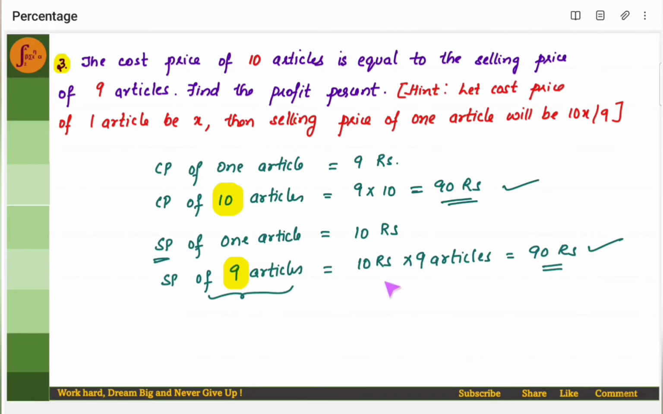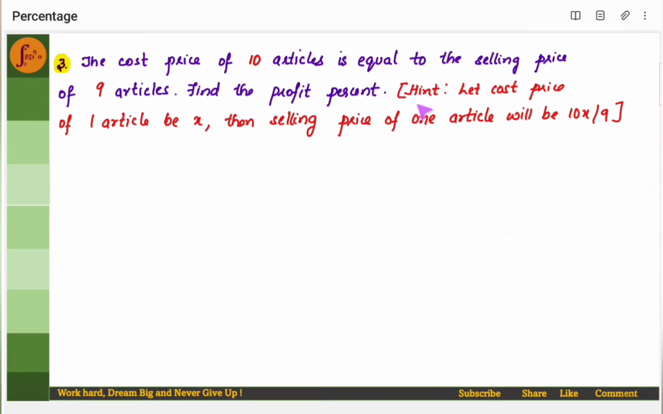Now we took an example and explained this particular problem statement. But we will have to work it out mathematically. So how do we do this? They have given a clue here. Let cost price of one article be X. Selling price of one article be 10x by 9. They've already given it in the clue.